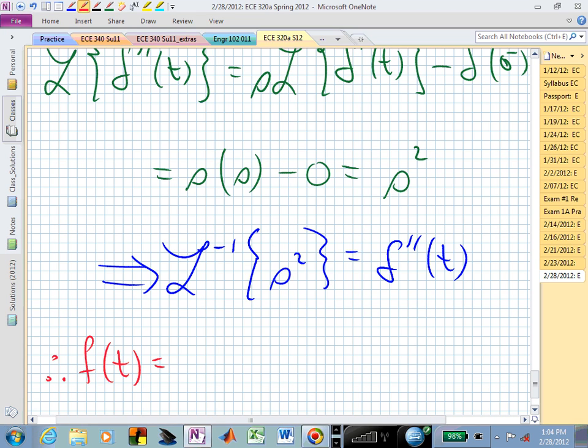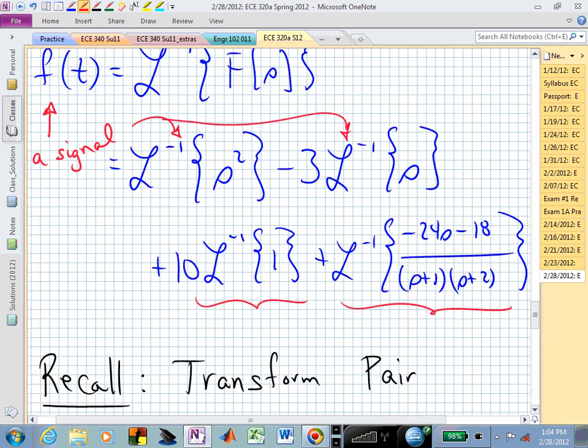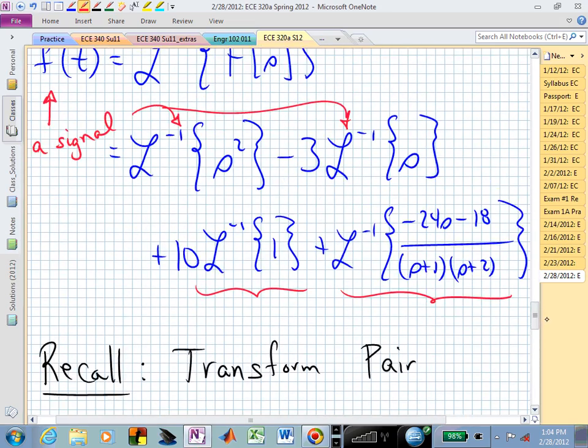But what do we know we have? If we go back, the very first term was supposed to be the inverse Laplace transform of s squared. We just derived that. What does that give us in the time domain? The second derivative of the impulse. So now we have impulse differentiated twice. What's the next term in that f of t, little f of t expression?